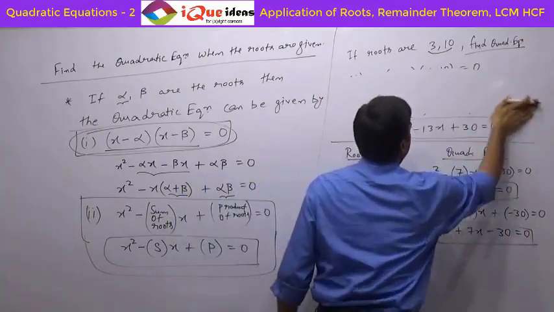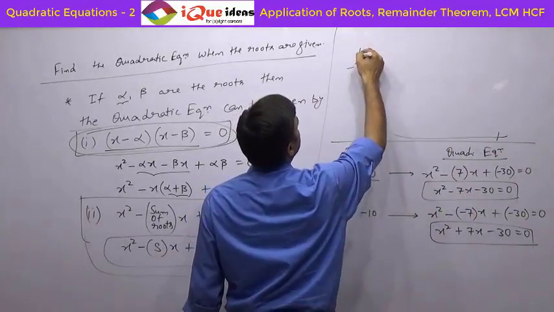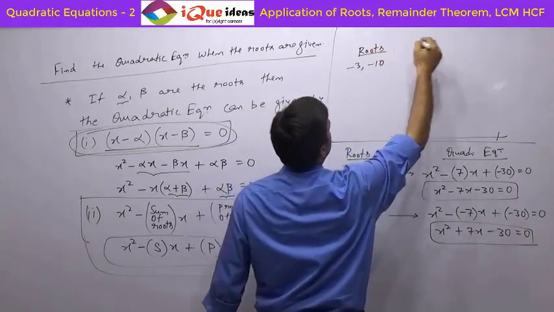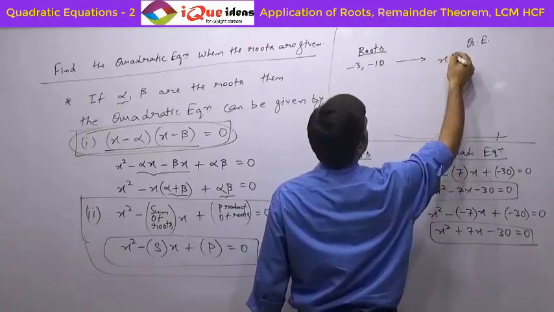Let's take another one. If I have the roots as minus 3 and minus 10, if these are the roots, then what will be the quadratic equation? What will it be? Let's see. So it is x square minus.